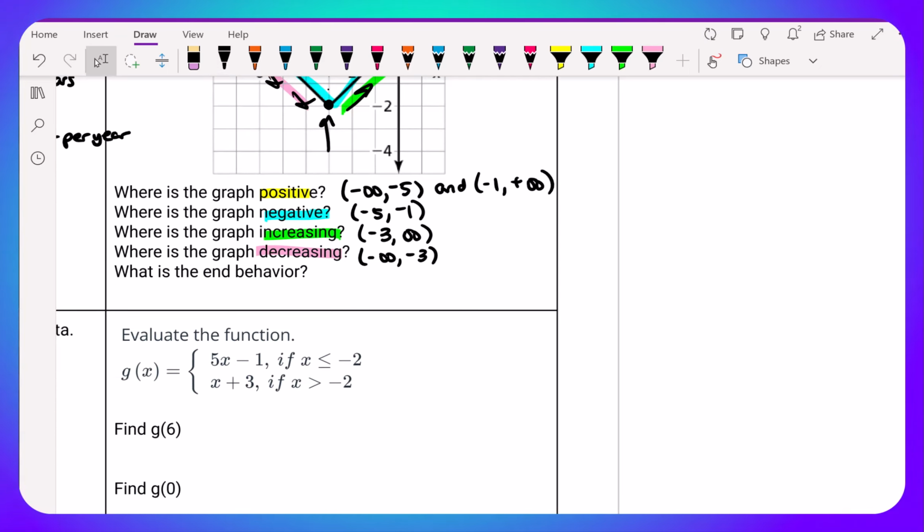And the end behavior, that is what the y does as x approaches infinity and negative infinity. So x approaches infinity is to the right. Your y value is going up because it's positive. As it approaches negative infinity, which is to the left, y is also positive.